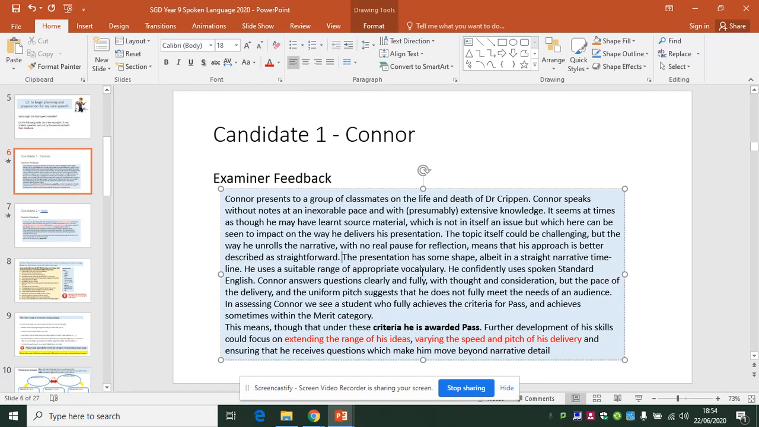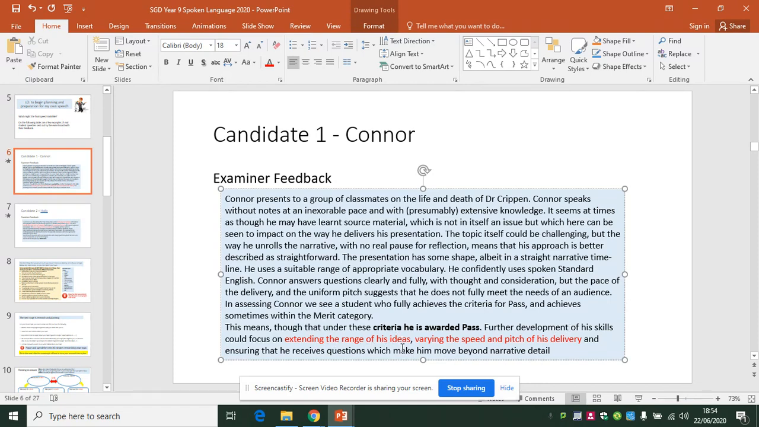He uses a good range of vocab, he speaks confident standard English, and he answers his questions clearly and fluently, as I said. But if you look down here to bold, he is awarded a pass. Now, with slowing down a little bit, he could easily have gotten a merit, but it is just too fast.